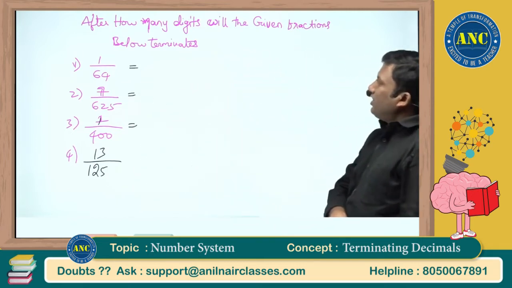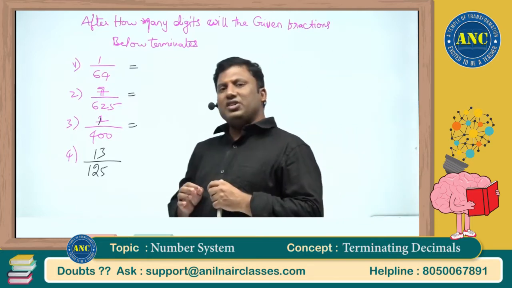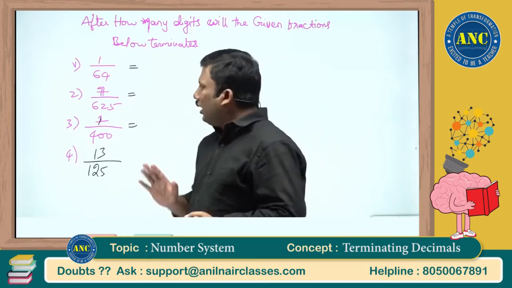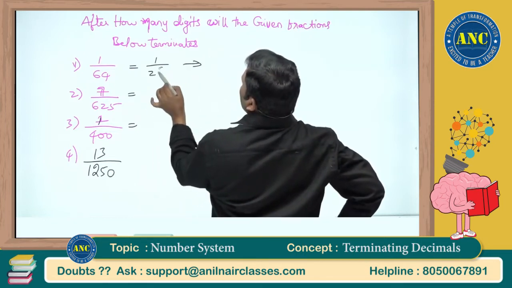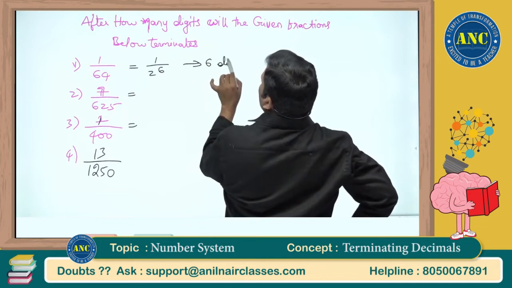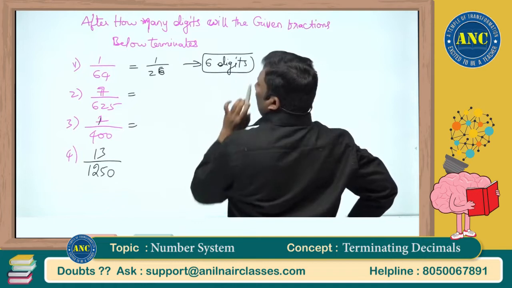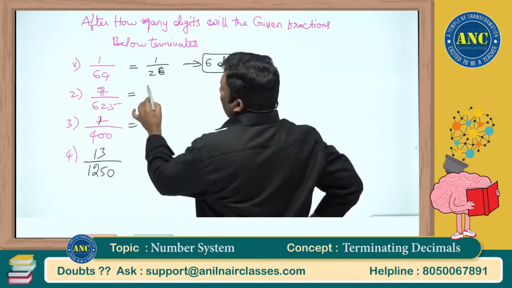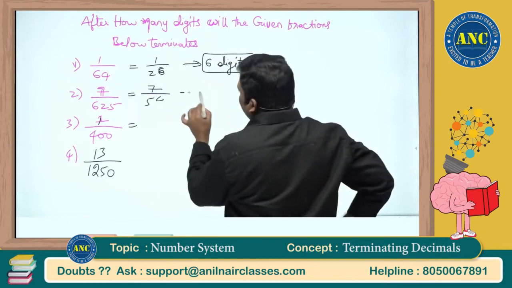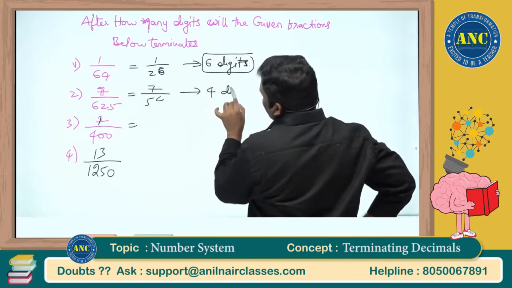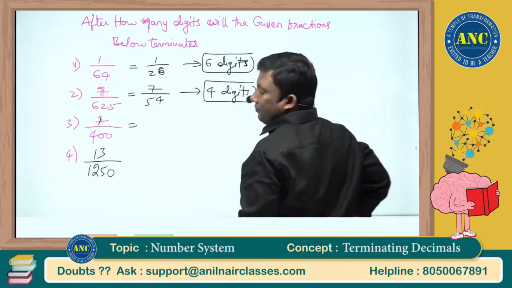After how many digits will the given fractions below terminate? What is that we are discussing? Power of 2, power of 5. If it is power of 2, 1 by 2 power 6. Answer is after 6 digits it will terminate. 7 by 625, 7 by 5 power 4. After 4 digits it terminates. Are you all with me? After 4 digits, it will terminate.